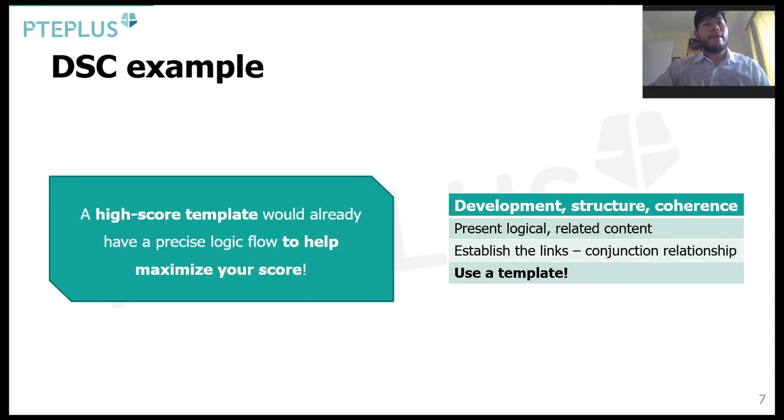Okay. So a high-scoring template would already have a precise logic flow to help you maximize your score. So if we use a template, we don't need to think about how to connect our points. We don't need to think about our flow. It's pretty much all solved for us already.